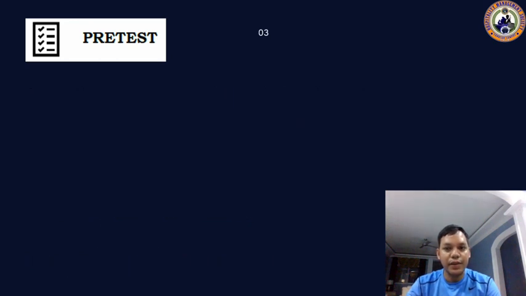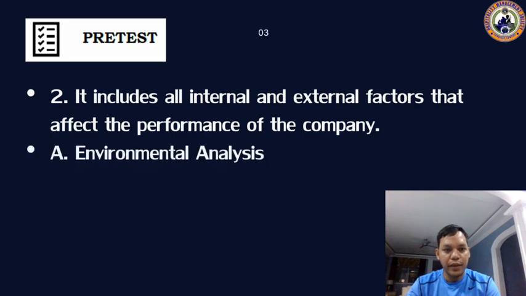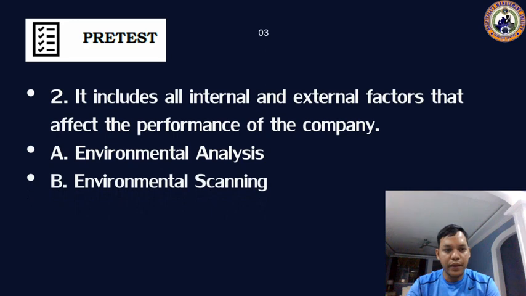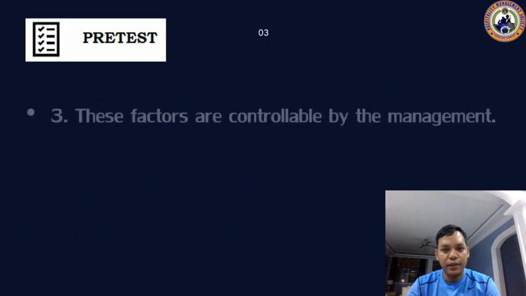We will proceed to number 2. It includes all internal and external factors that affect the performance of the company. A. Environmental analysis. B. Environmental scanning. C. Business analysis. Or letter D. Business environment. The answer for number 2 is letter D, business environment. Let's proceed to number 3.